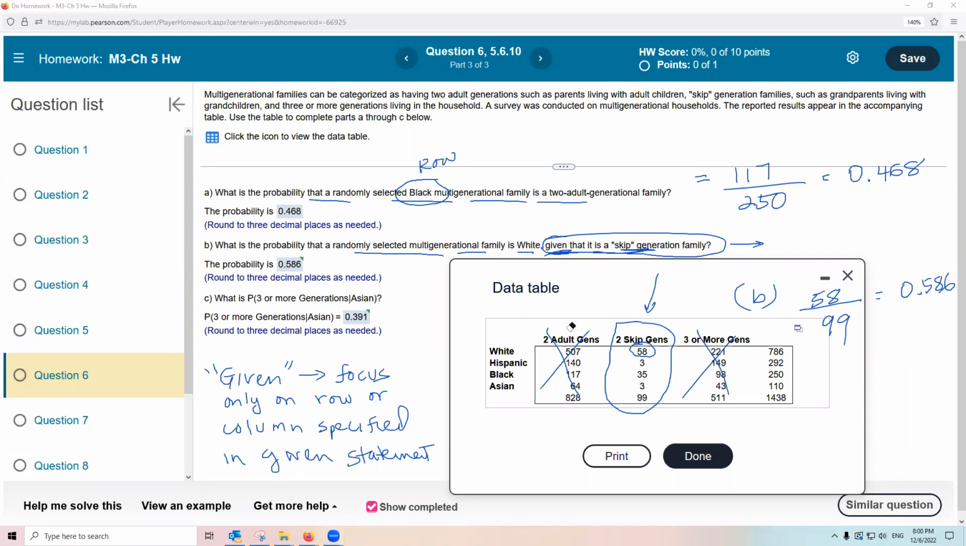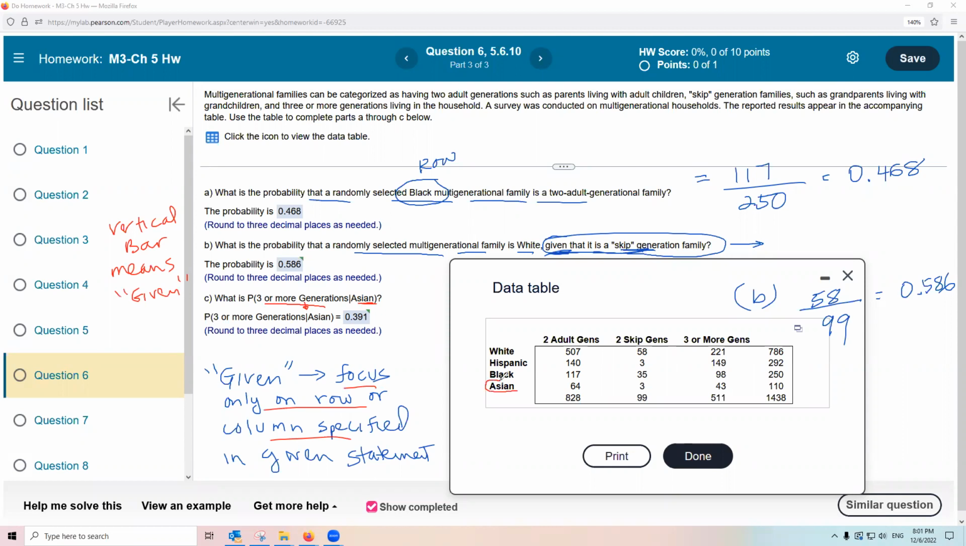All right, let's go to part C. Now, sometimes they use a vertical bar to mean given. So when you see a vertical bar right here, can you see this vertical bar right here? A vertical bar means given. So what they're asking me here is, what is the probability that there's three or more generations given that it's an Asian race? Well, if they say given Asian, focus only on that row or column.